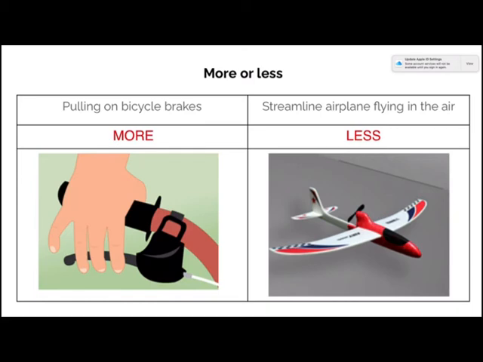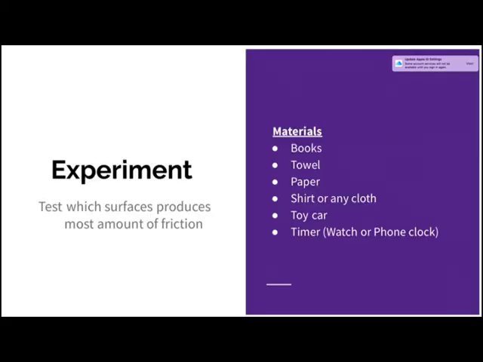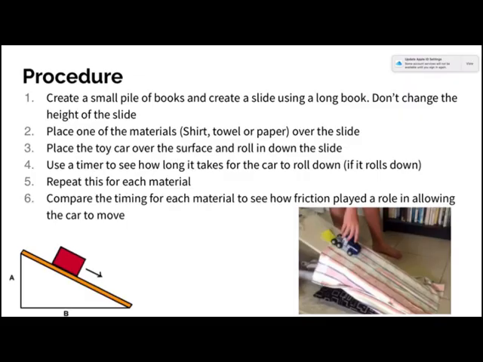It's time for you guys to do an experiment. Test which surface produces the most amount of friction. Now, the materials that you need are books, towel, paper, shirt or any cloth, a toy car, and a timer. So timer you can use on your watch or your phone clock. So how do we test the different surfaces and how much friction each produces?